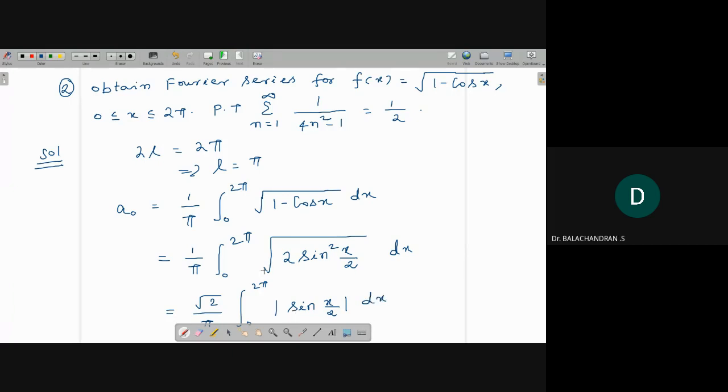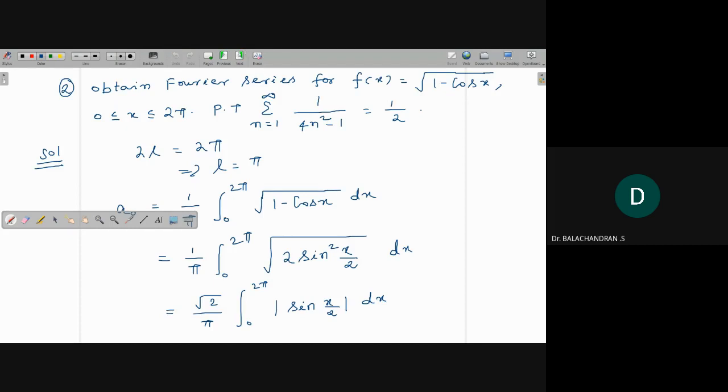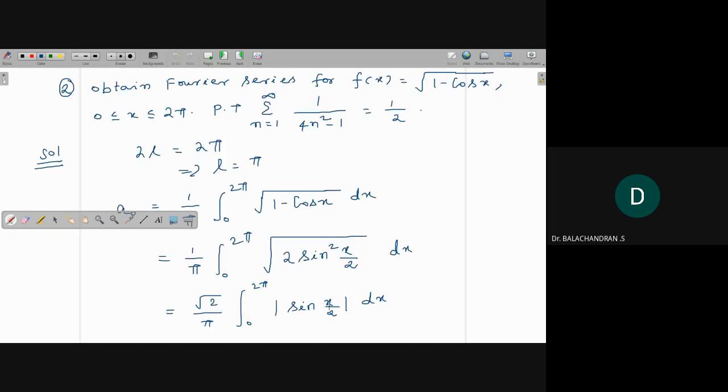Okay, actually plus or minus, but here we need to consider, because here we have root of sine square x by 2, so that's why this is equal to modulus of sine x by 2. But in this interval 0 to 2 pi, modulus of sine x by 2 is sine x by 2, okay, which is equal to root 2 by pi, 0 to 2 pi, sine x by 2 into dx.